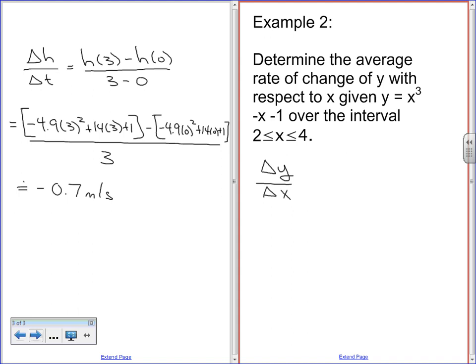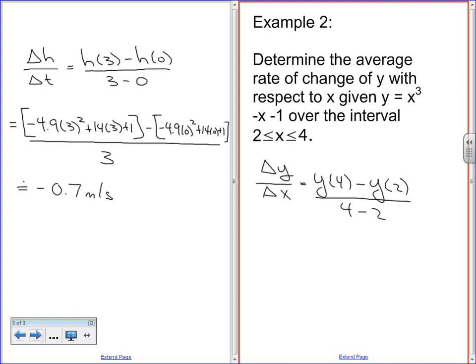So to figure out the change in the y, I need to figure out y at 4 and subtract off y at 2, and that'll give you the change in the y over the change in the x's, which is 4 minus 2, right? Which is exactly the same thing as y2 minus y1 over x2 minus x1. It's a slope function. Okay?